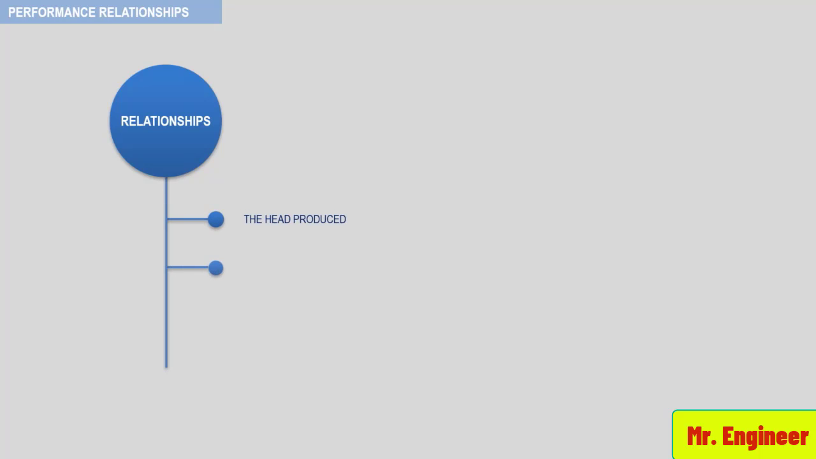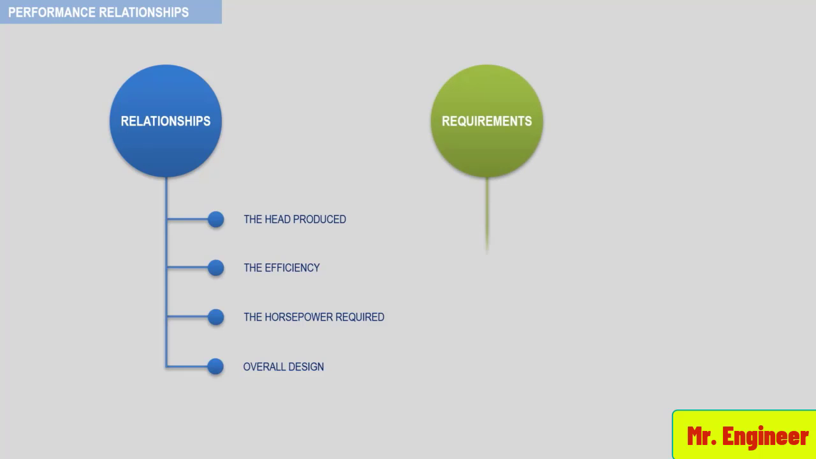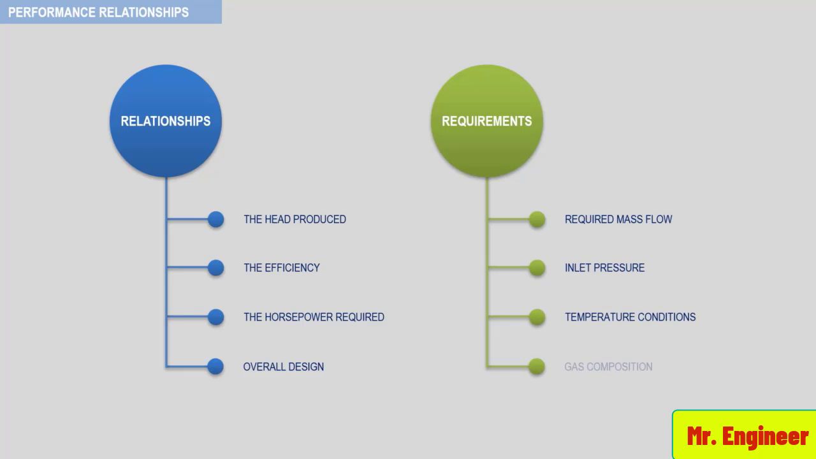In this section, we will cover the relationships that the compressor vendor uses to determine the head produced, the efficiency, the horsepower, and the overall design for a particular compressor application. As previously mentioned, the end user's objective is to deliver a specified amount of a given gas to the process. Therefore, the data that the compressor vendor obtains is required mass flow, inlet pressure, temperature conditions, and gas composition.